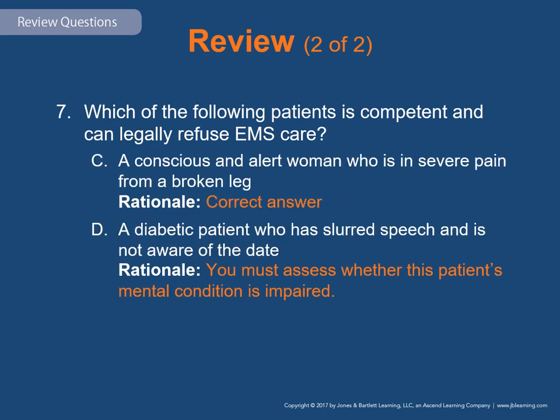C is, of course, the correct answer. This is a conscious and alert woman who's in severe pain from a broken leg. She can legally refuse EMS care, but isn't likely to. And then D, a diabetic patient who has slurred speech and is not aware of the date. This is really important because diabetes can cause rapid change and alter mental states in someone very quickly. So you must assess not only whether their mental condition is impaired, but that their physiological condition might be in severe peril as well.